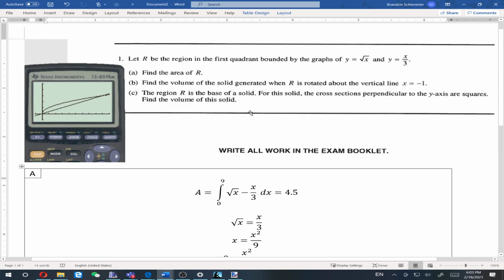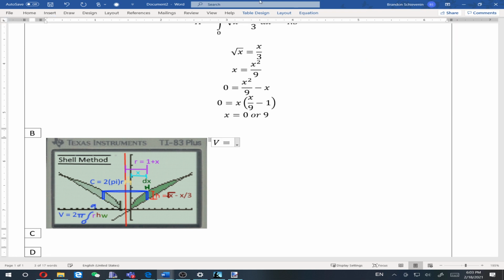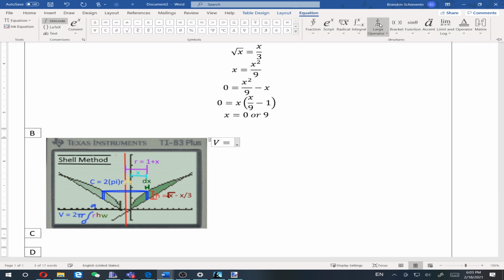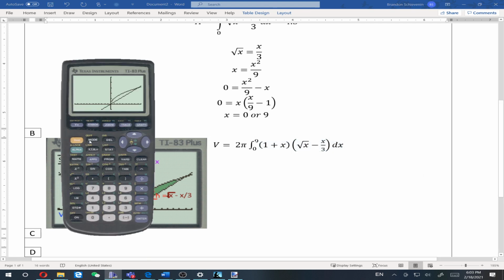Our volume of the solid when we spin about that vertical line then is going to be equal to, if I plug everything in, the integral from x equals 0 to x equals 9 of 2 pi, which I'm going to pull outside the integral, of our radius, which we said is 1 plus x, times our height, which we said was the square root of x minus x over 3, times our width, which is dx. Okay, we will type that into a calculator and get an answer for it.